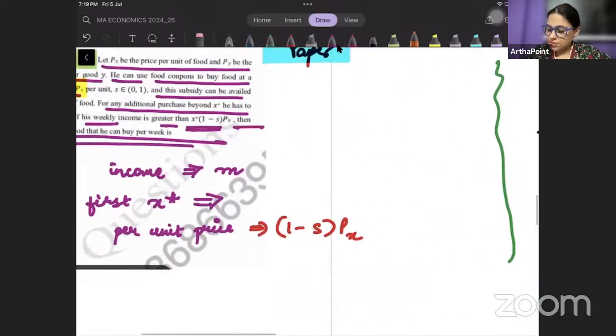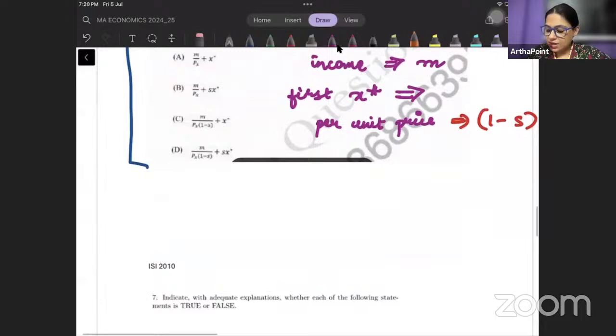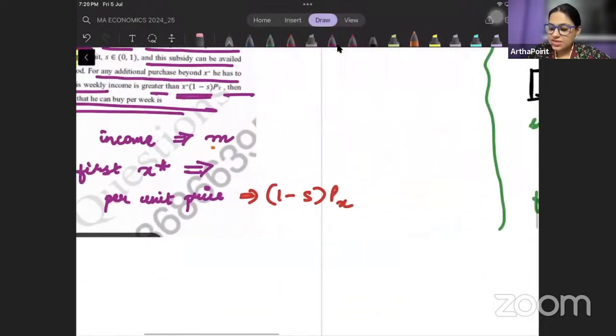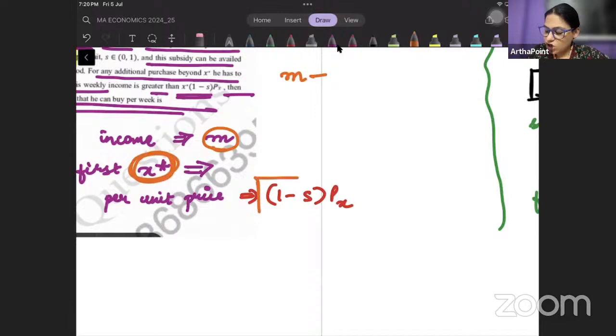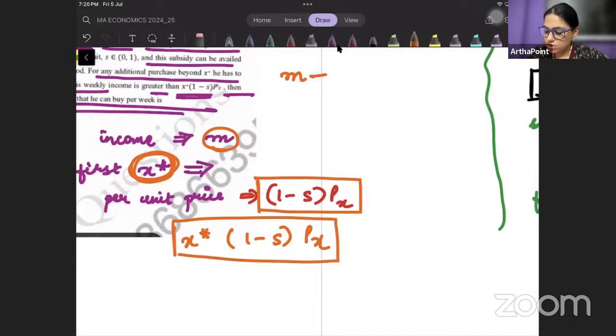So just try to see here. I am saying my income is M. First of all, I am buying these X star units each at this price. So what will be my expenditure on these units? X star into 1 minus S px. This is my expenditure on these X star units. Once I have spent this money, what will be my remaining income, beta? Total income minus the amount spent on these subsidized units. This is my remaining income.